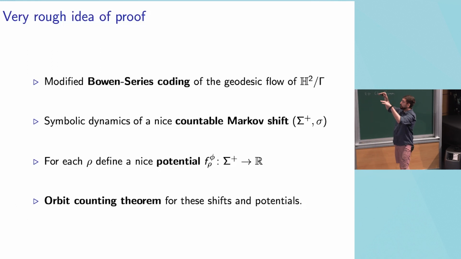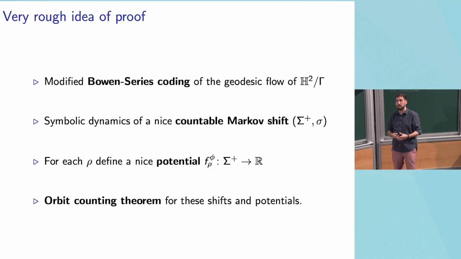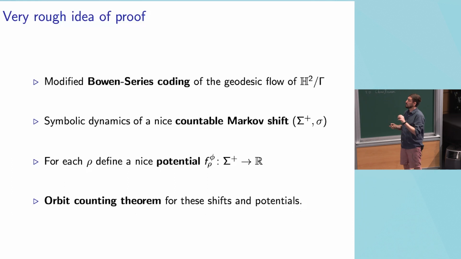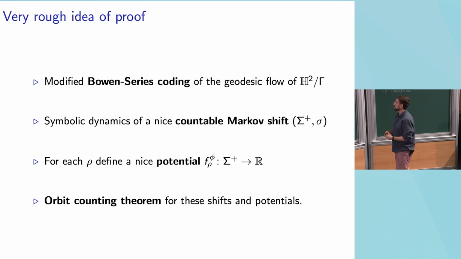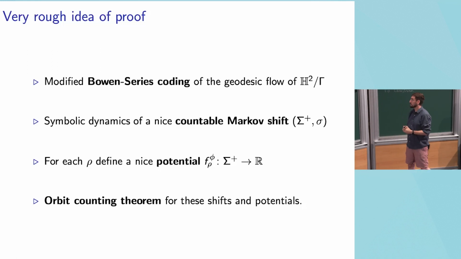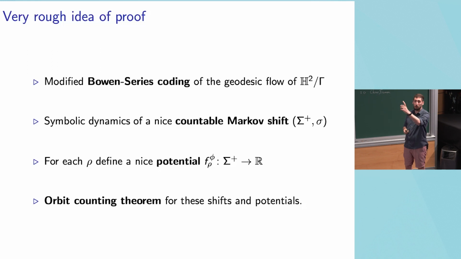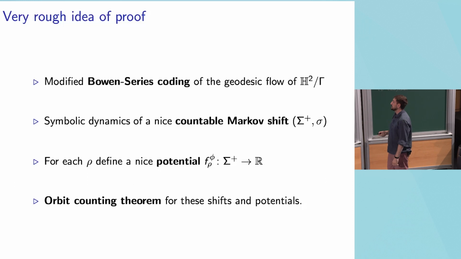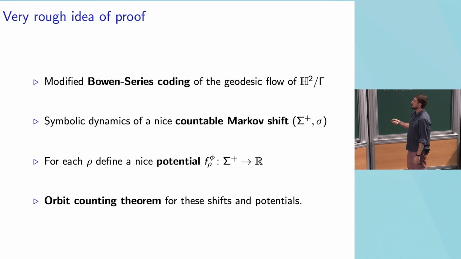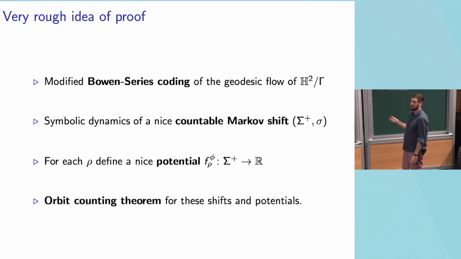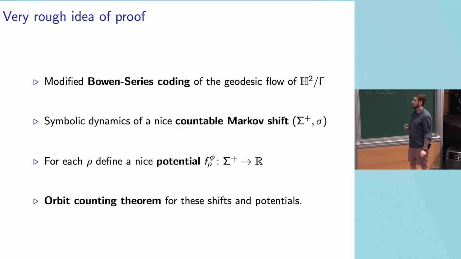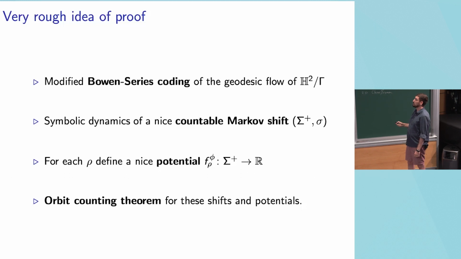Then once we do the first step, we're going to be in the realm of symbolic dynamics, and we're going to actually look at some nice countable Markov shifts that code this geodesic flow. And the first two points are about really one hyperbolic structure, but we want to do things for all cusped Hitchin representations, so we're going to need to define some nice potentials that capture the length functions of different Hitchin representations. And then at the end, we're going to have an orbit counting theorem for this class of shifts and potentials, and it's going to apply to the setting.